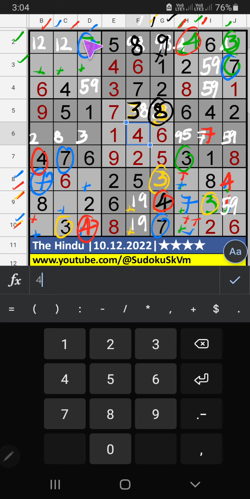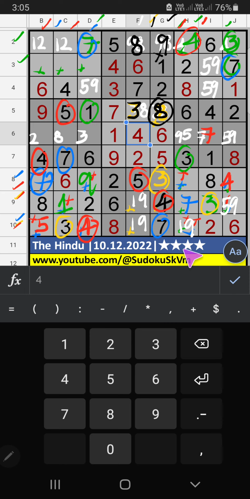8th row, column C, we have 5. So 5 can't come in these cells. Then 5 is confirmed here. In 10th row, 2 numbers are remaining, 1 and 9. It will come in another 2 cells. We will confirm later. 7th grid, 2 numbers are remaining, 1 and 9. Column D, we have 1. So 1 can't come in the cell, 1 is confirmed here.